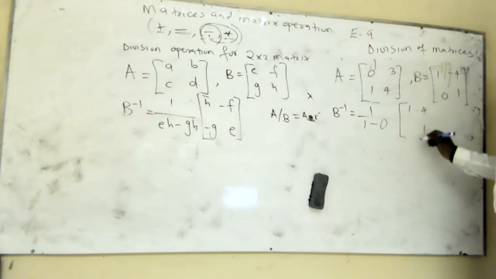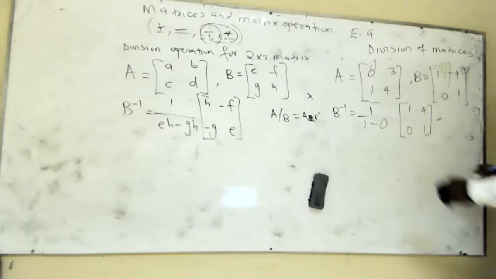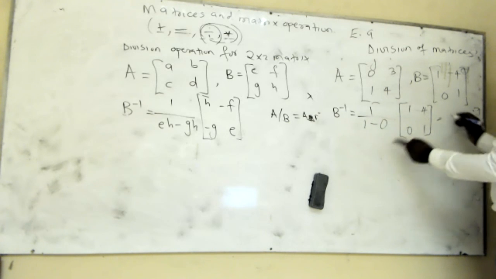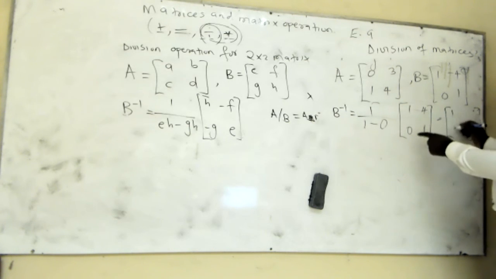So it's going to be 4 here and a 0 there. 0 does not change the sign. Again, here we are fortunate because 1 divided by 1 is the same. So therefore, the inverse of B is going to be 1, 4, 0, and 1.